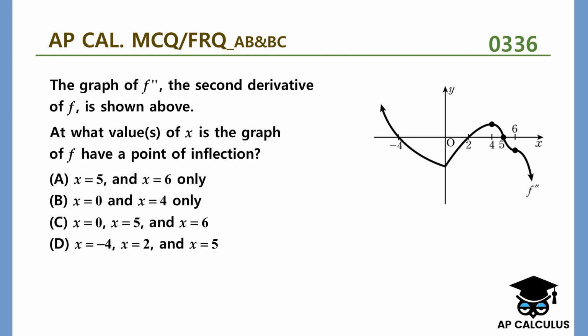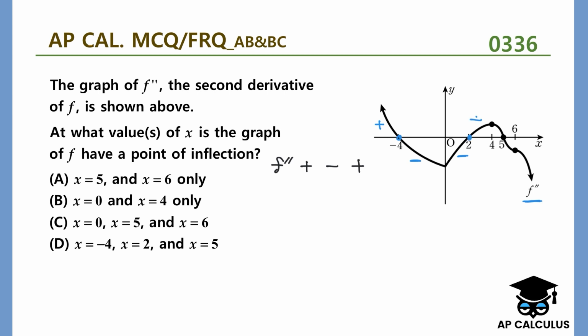Question 336. At what values of x is the graph of f have a point of inflection? Here we have f double prime again. And as you know already, f has a point of inflection when f double prime changes from positive to negative or negative to positive, right? So here we have f double prime. If it is above the x-axis, it's positive. So here positive, 0, negative, right? Negative.